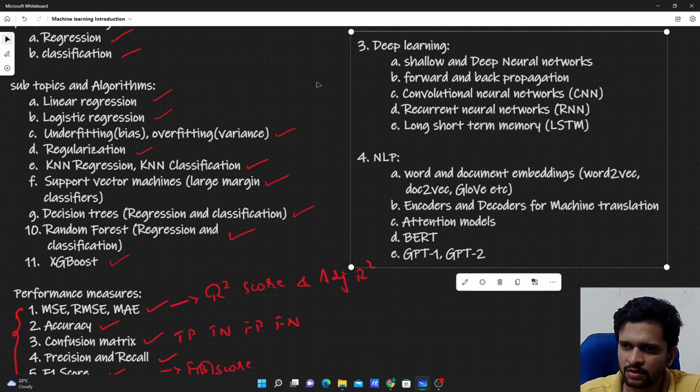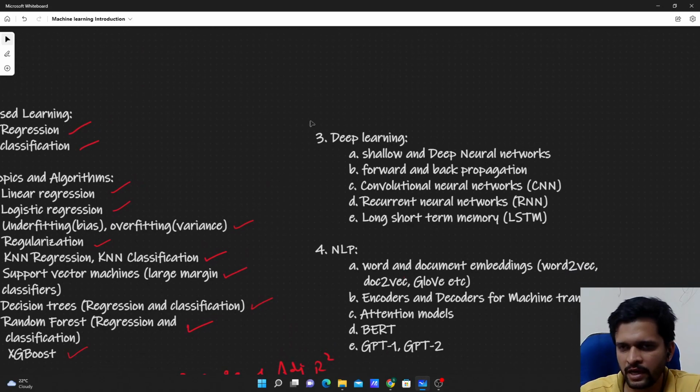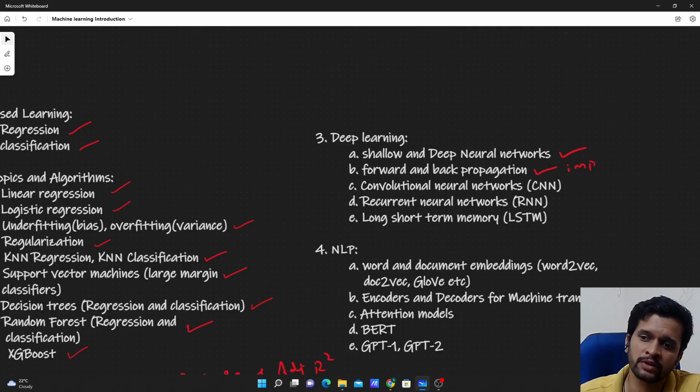Then I will talk about deep learning or AI. There I will be starting with shallow and deep neural networks, how the idea arrived about neural networks, so the intuition behind the neural networks idea. Then I'll talk about something very important in order to understand neural networks, that is forward propagation and back propagation. This is very, very important in order to get an in-depth understanding of neural networks.